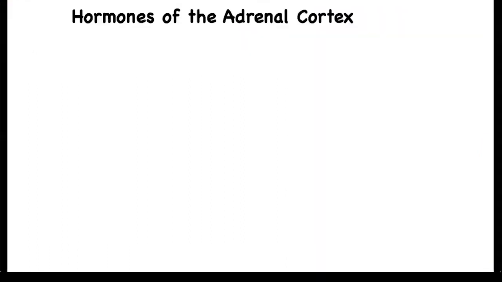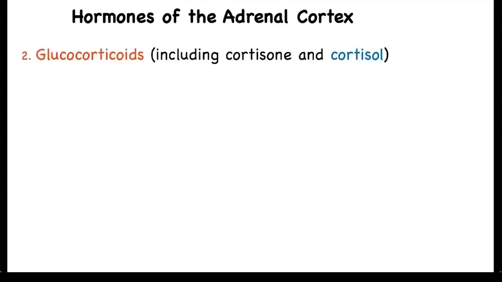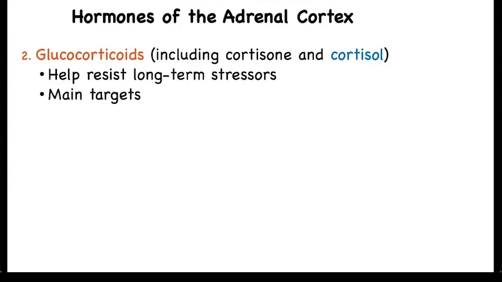As we move deeper into the adrenal cortex, we come across a second zone called the zona fasciculata. The zona fasciculata releases a group of hormones called glucocorticoids. As the name implies, these hormones are involved in regulating blood glucose levels. The main glucocorticoid is cortisol. Cortisol is released in response to chronic stress. Its main targets include the liver, skeletal muscles, and adipose tissue.